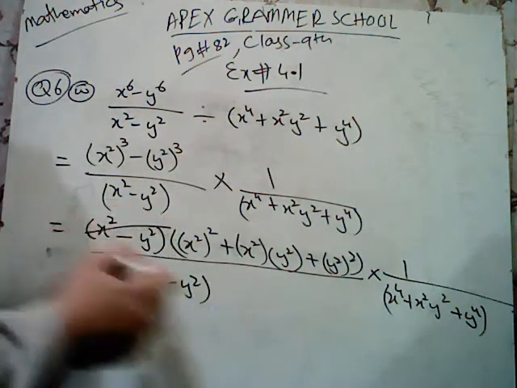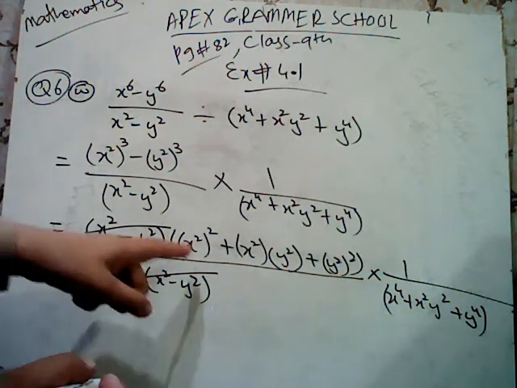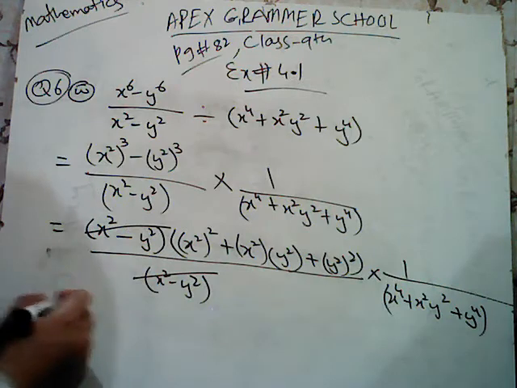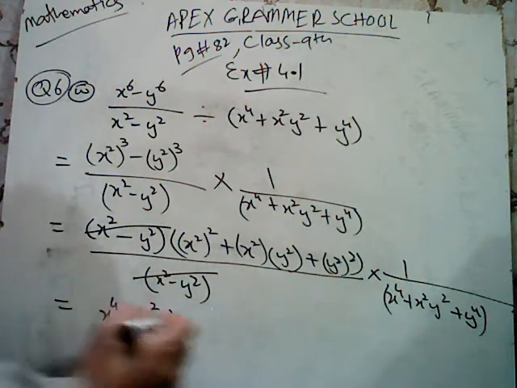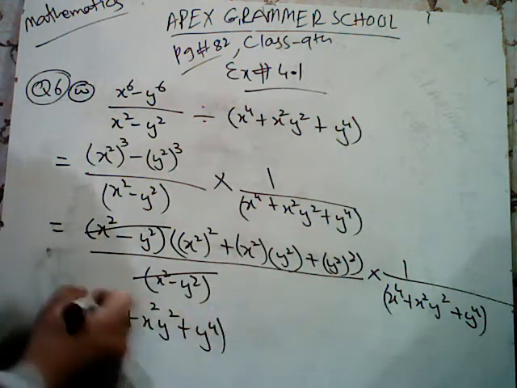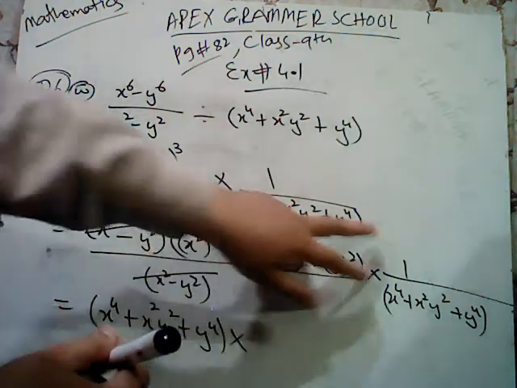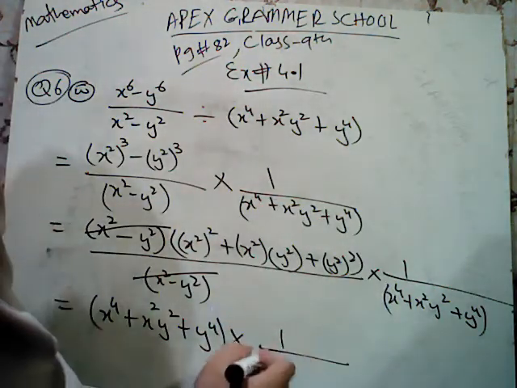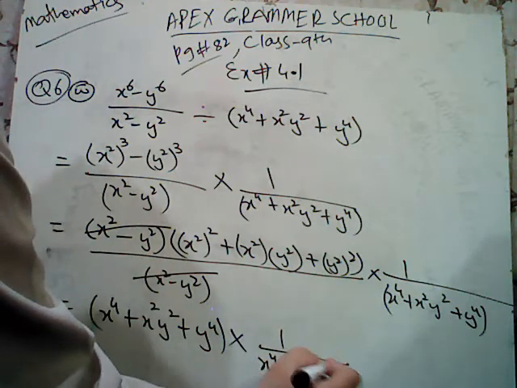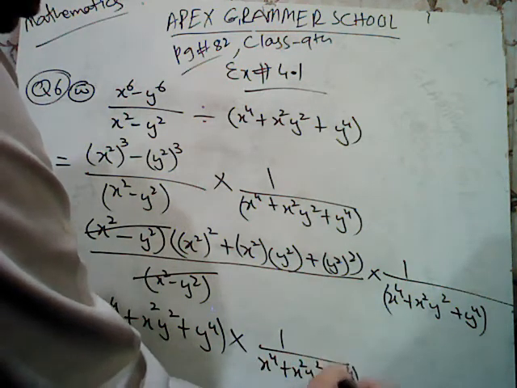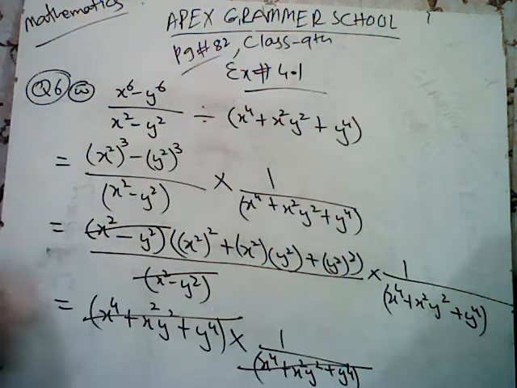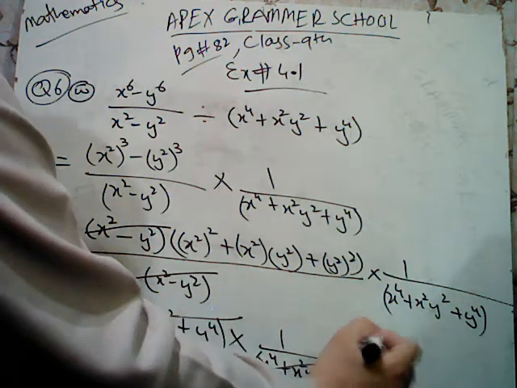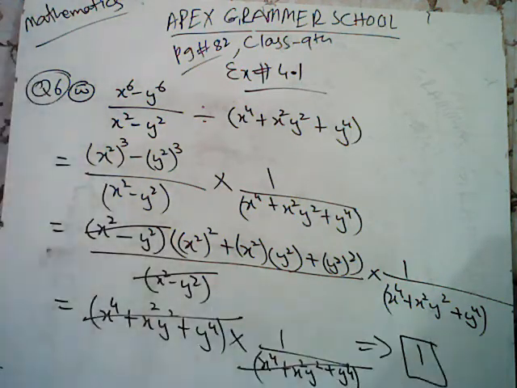This x square minus y square and this x square minus y square are cancelled. Now it becomes x raised to power 4 plus x square y square plus y raised to power 4, and after that the multiply sign and this thing 1 over x raised to power 4 plus x square y square plus y raised to power 4. Now you can cancel both these values and your answer will be 1. This is your answer, and that's it. I hope you understand this.